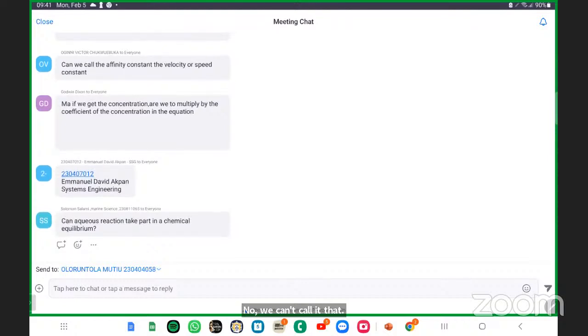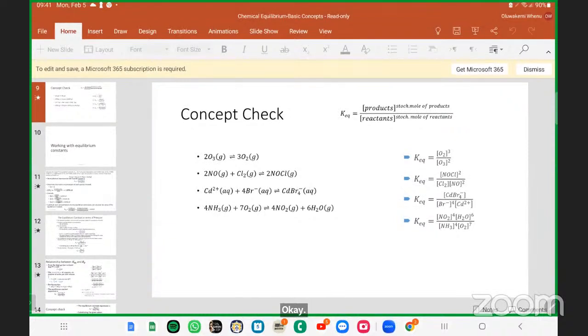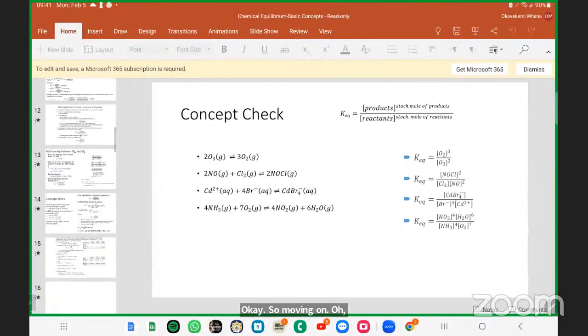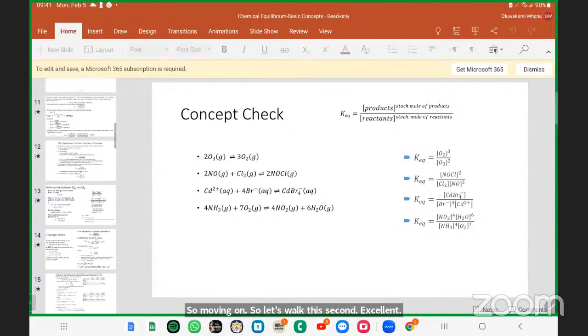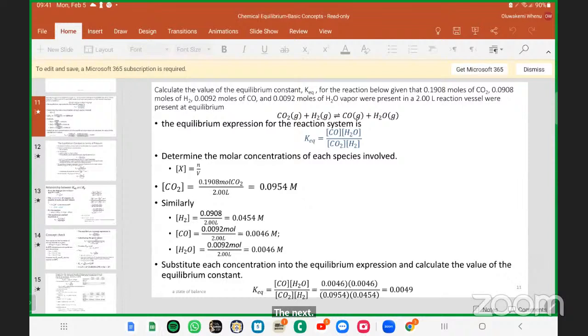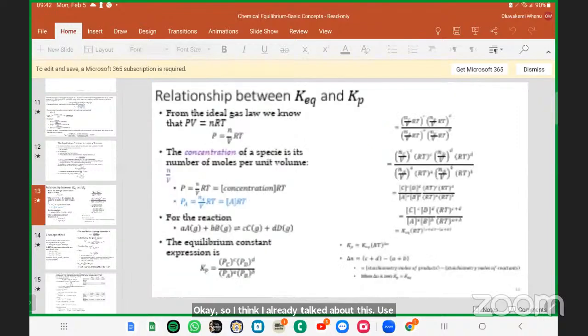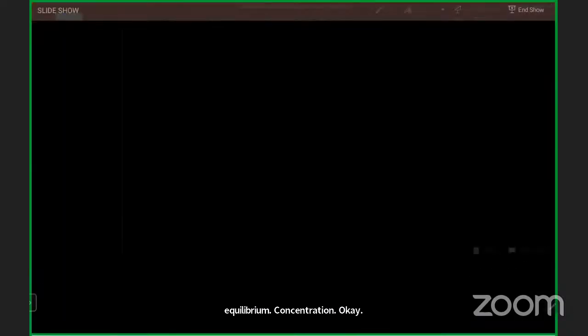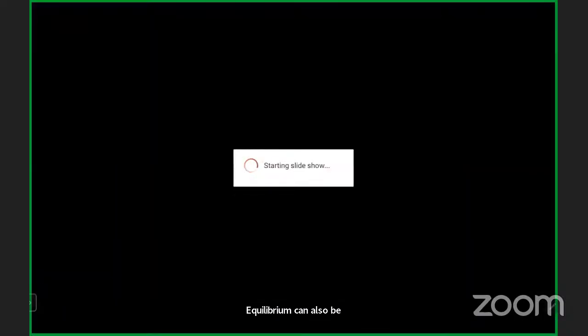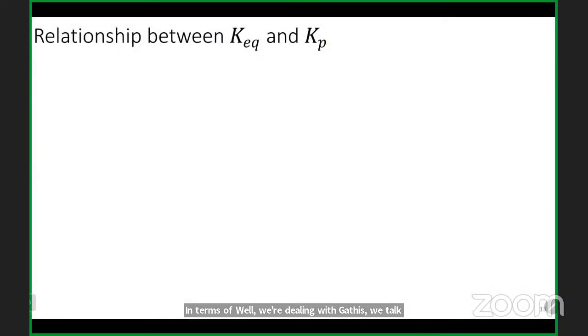Okay, moving on. Let's work the next example. I think I already talked about this. Use equilibrium concentration. Equilibrium can also be expressed in terms of pressure when we're dealing with gases. We talk about equilibrium constants in terms of pressure.